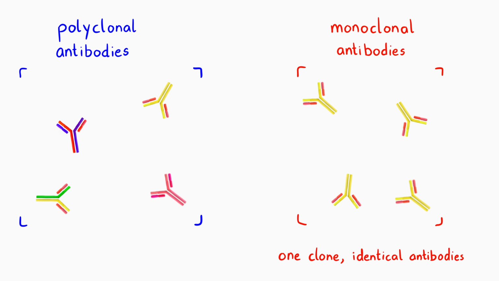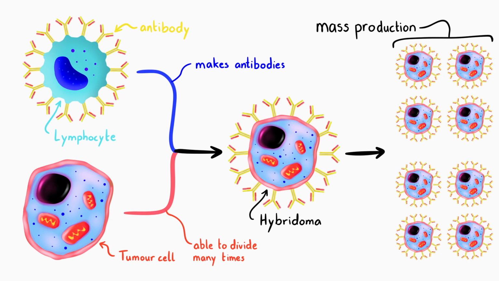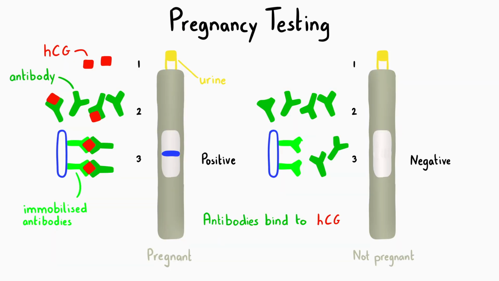Let's begin by going over exactly what we'll cover in this video. First, we'll explain what monoclonal antibodies are and how they differ from natural antibodies. Next, we'll examine the specific process scientists use to produce these antibodies. Finally, we'll explore their various applications in diagnosis, research, and treatment.